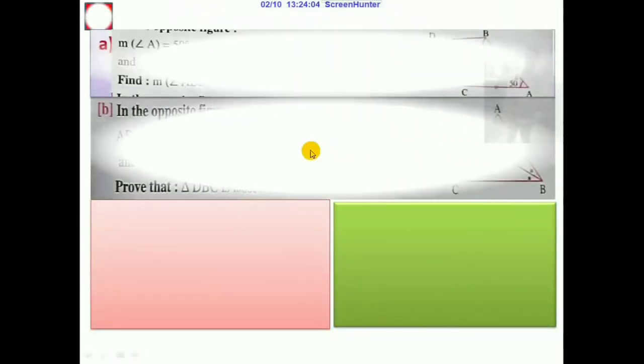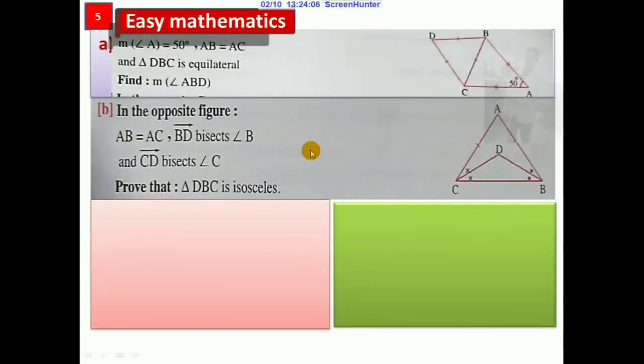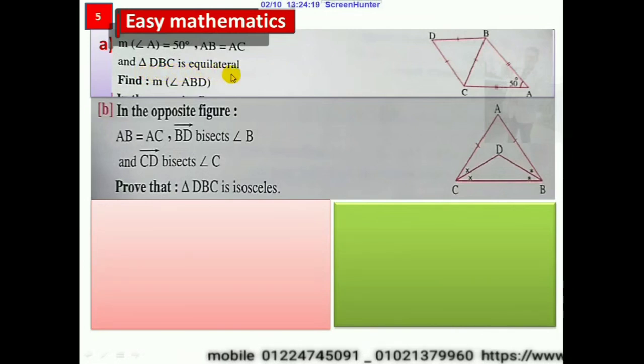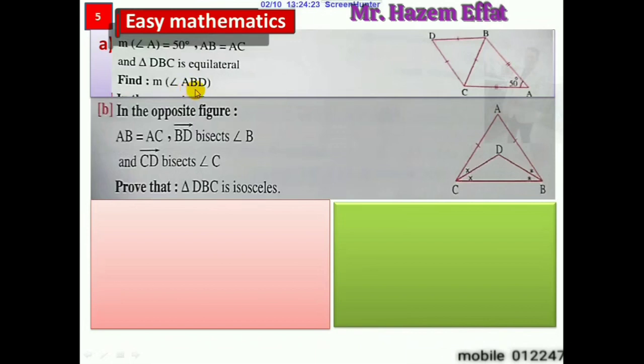Let's see the final exercise, number 5 from page Easy Mathematics. Measure of angle A equals 50 degrees and AB equals AC, that means this is an isosceles triangle. And triangle DBC is an equilateral triangle. He asked me to find measure of angle ABD, that is, he asked me to find this whole angle. How to find this angle?